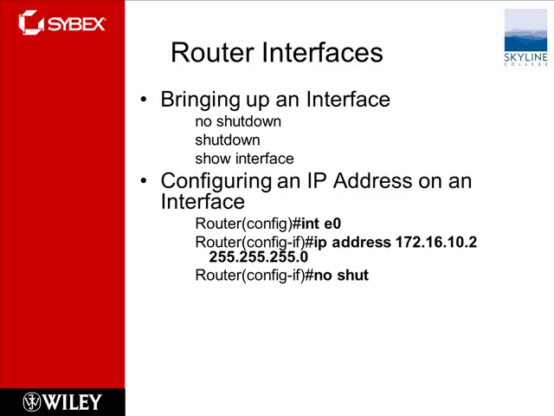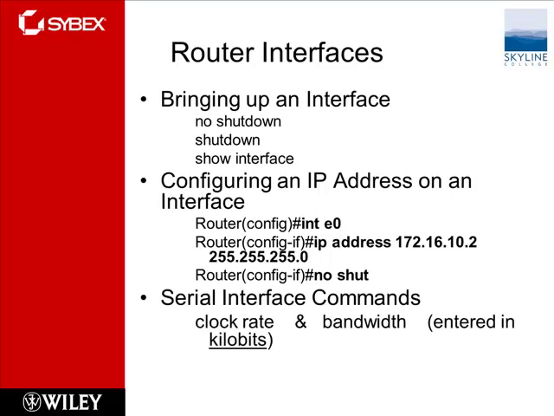Configure an IP address, we just went through that. Interface Ethernet 0, config-if, ip address, the IP address with the subnet mask, and the no shutdown command, the no shut command, to bring the interface up.